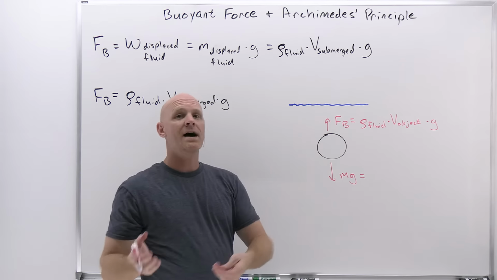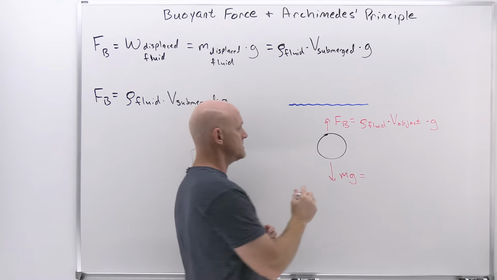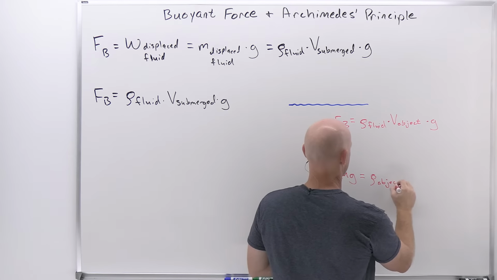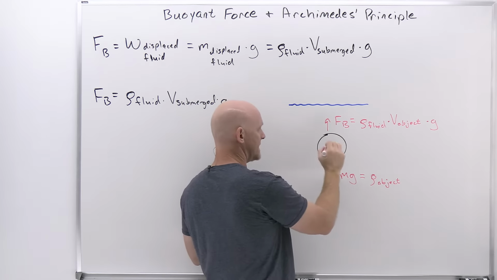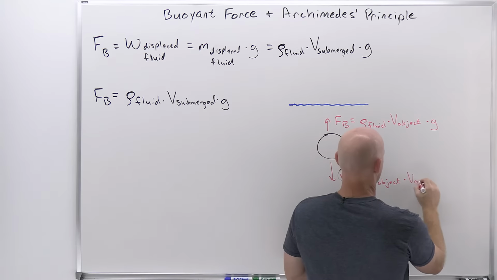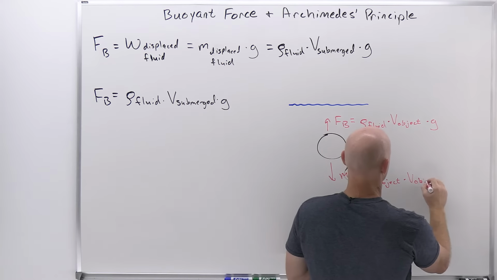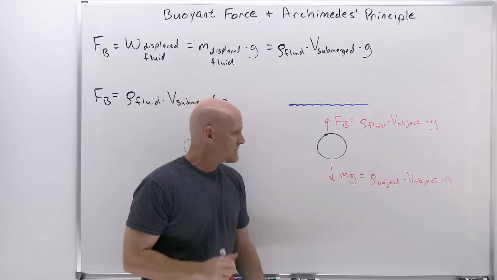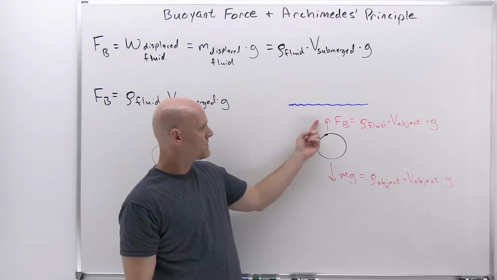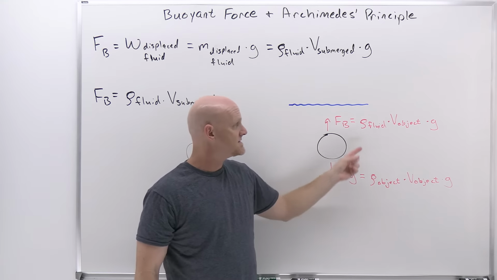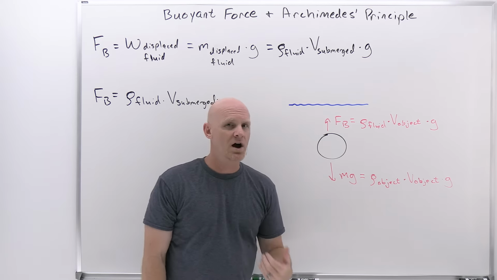And again, keep in mind that mass is equal to density times volume. So in this case, it's going to be the density of the object. We're talking about the object's weight, not the weight of the displaced fluid now. So times the volume of the object and times gravity once again. And we'll see the only difference between the upward force and the downward force is not gravity, not the volume of the object, it's the density of the fluid versus the density of the object.